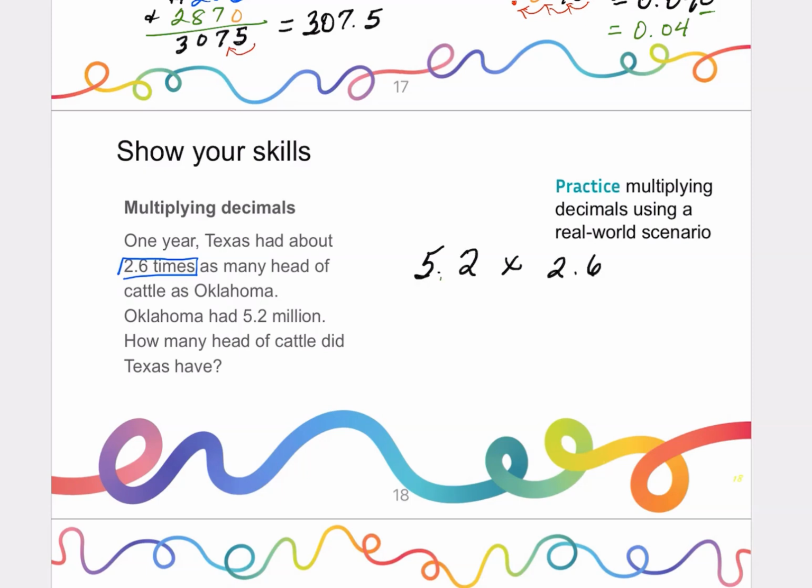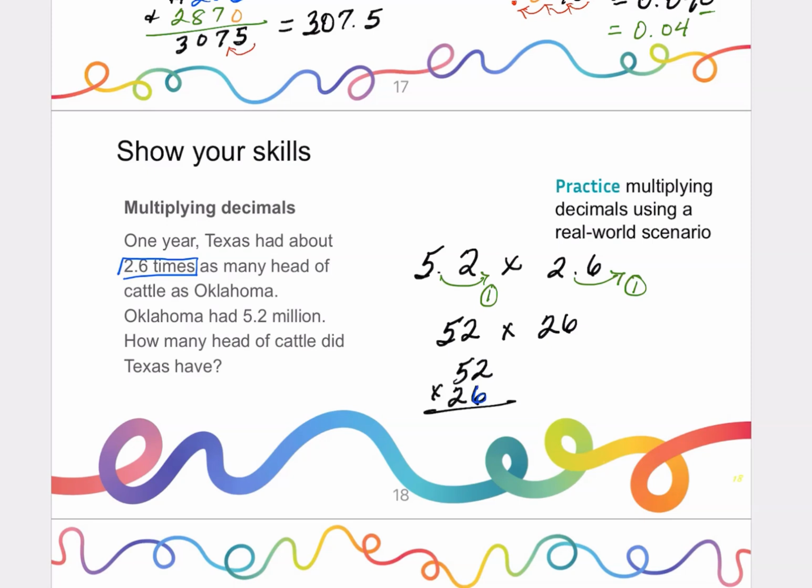Now we have to remember to count the decimals out. So here we're counting it out one space. Here we're counting it out one space. Now you might be asking the question, do we always count the decimal out to the right? And the answer is yes. We are multiplying each of these by 10. So 5.2 means we're multiplying 5.2 times 10 to give us the value of 52. 2.6 we're multiplying by 10 to give us a value of 26. So in this problem, we're essentially multiplying 52 times 26. And let's line those up.